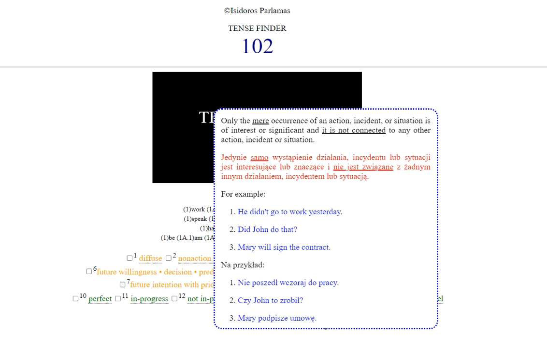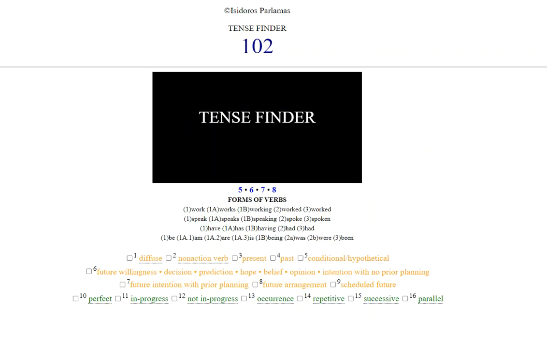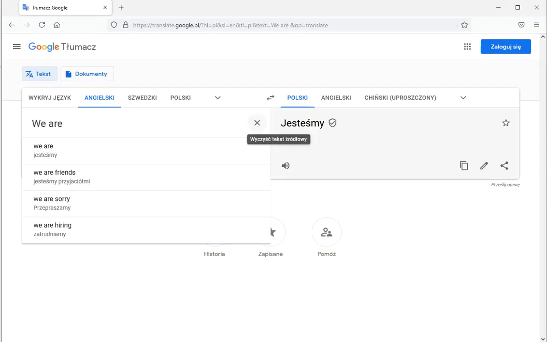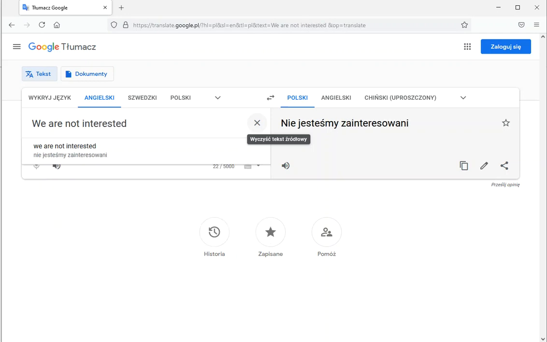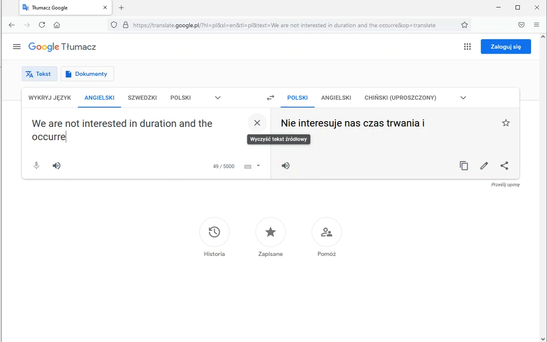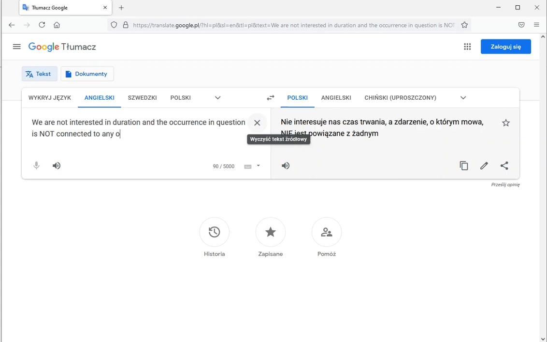For example, he didn't go to work yesterday. Did John do that? Mary will sign the contract. Those are occurrences. We are not interested in the duration. We are not connecting these occurrences to any other occurrences, okay? So we are not interested in duration, and the occurrence in question is not connected to any other occurrence. Okay?